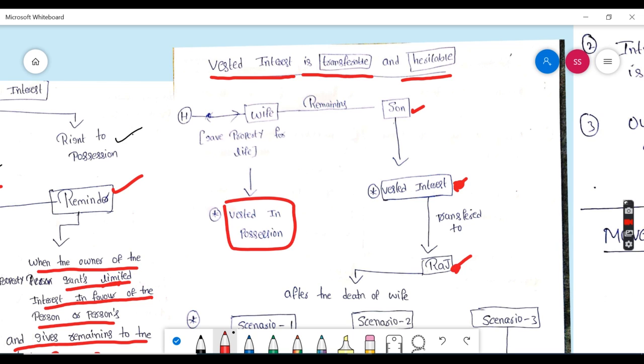So what happened in this scenario? As soon as the wife dies, the property will automatically go to Raj. Generally, as soon as the wife dies, the property should go to the son, but the son has transferred that interest to Raj. So as soon as the wife dies, it will go to Raj.